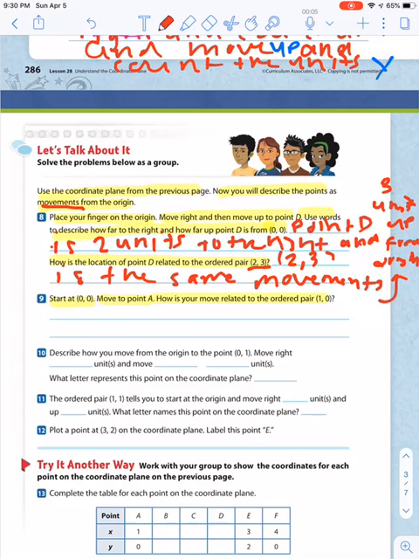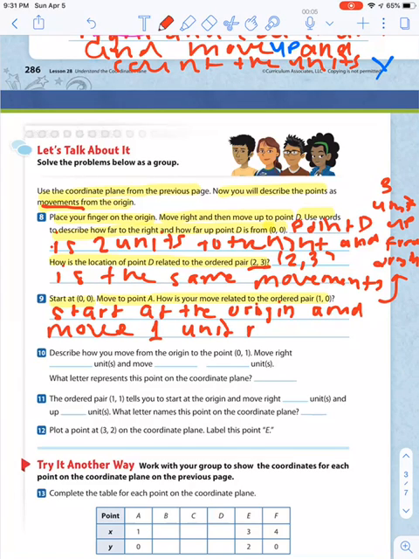We are going to say, according to the ordered pair 1, 0, start at the origin and move 1 unit right and 0 units up.